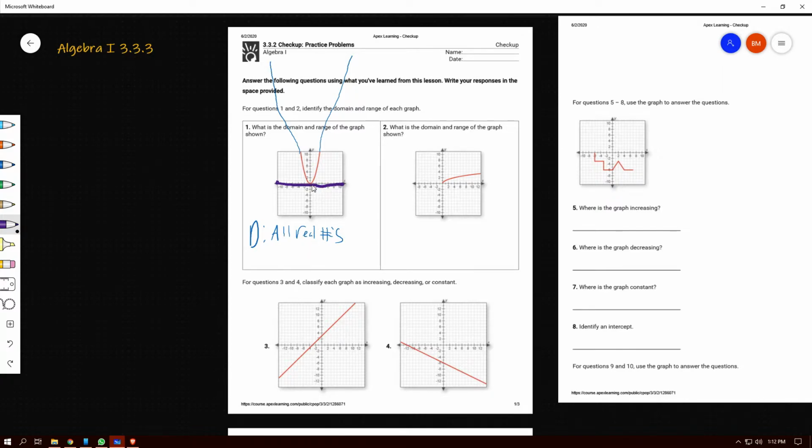All right, so it's at 0 here. And it goes up. It doesn't go less than 0. So my range would be y is greater than or equal to 0. Because I have a floor right there at 0, but then it goes up towards positive infinity forever.